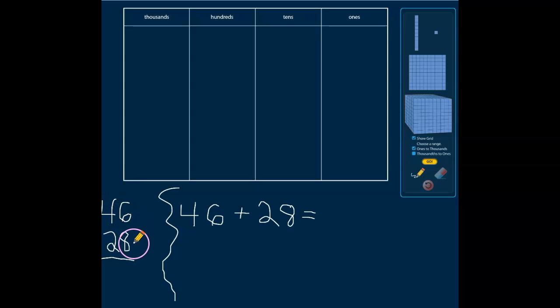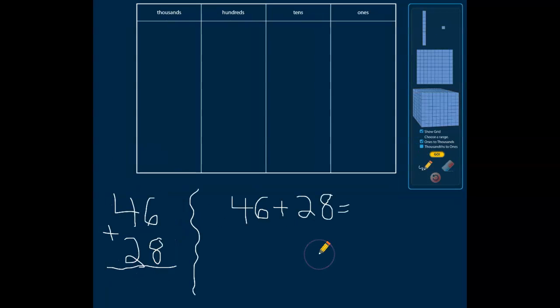All right, so I'm ready to do like before. Step 1, add my ones and then regroup if needed. Oh, wait a minute. I don't need to work these out just yet because I'm working with regrouping. So I want to use my tools or draw my quick pictures to figure this out first. Then I can work with the numbers directly. So let's go ahead and model out 46. And let's model 28.